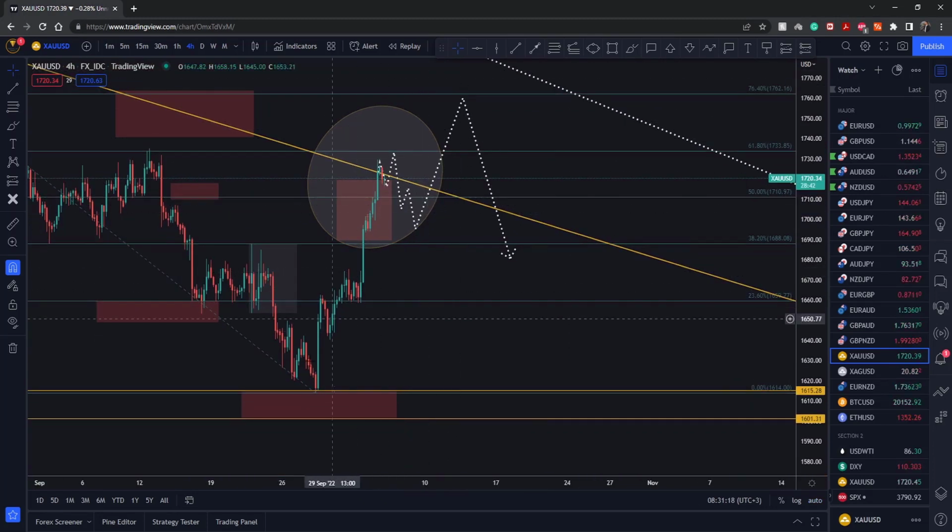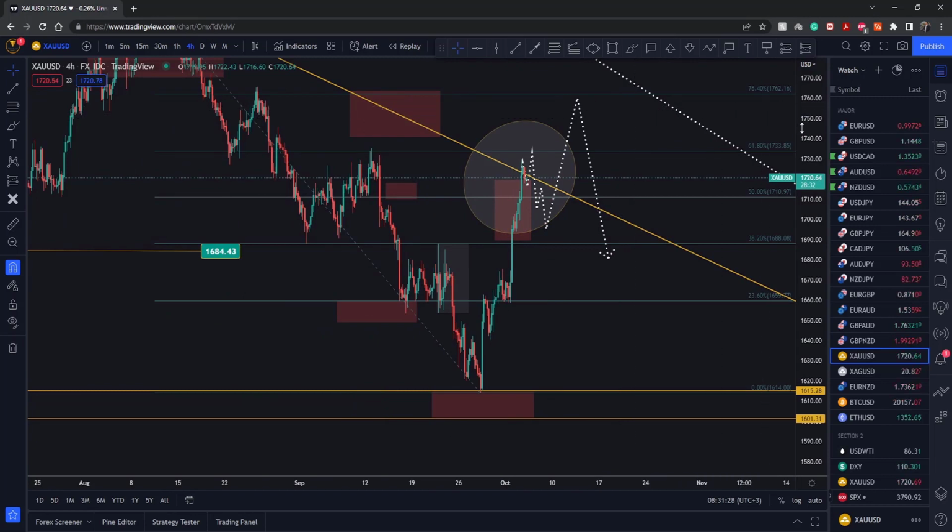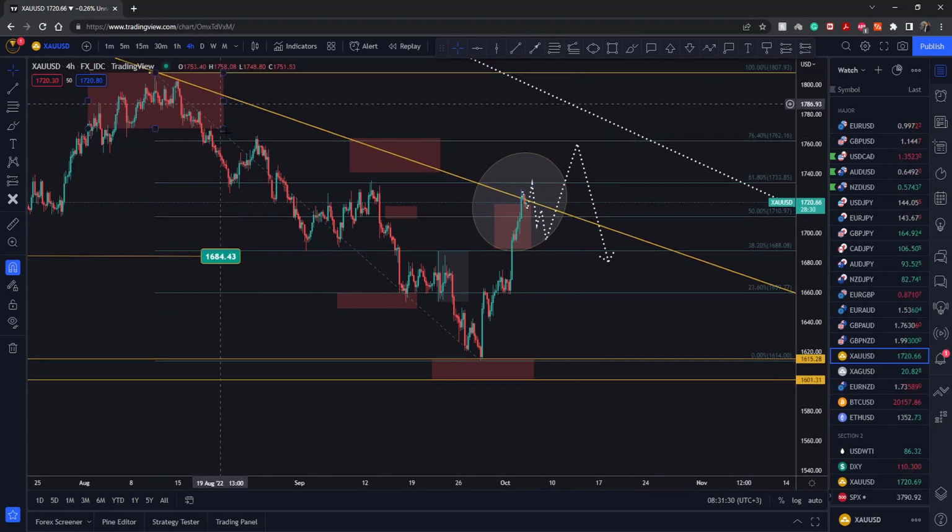And I actually think that this pullback will continue a little bit higher, probably to around the level of 1760. We've got the 76.4 retracement level right here. We've also got some more structure to the left. We've got this high again, we've got this low. So I think it's very likely that we're going to see the market coming up here, retesting that previous high.